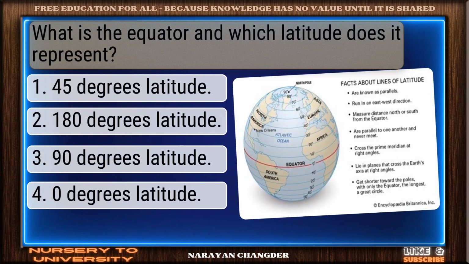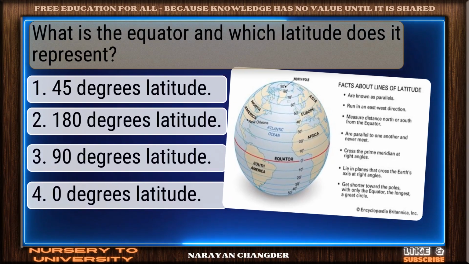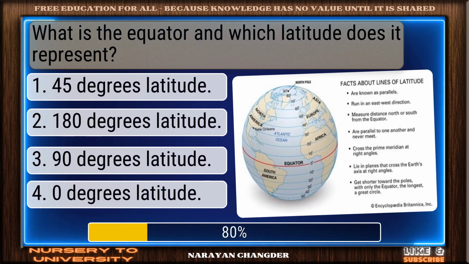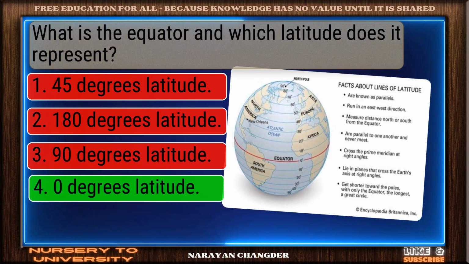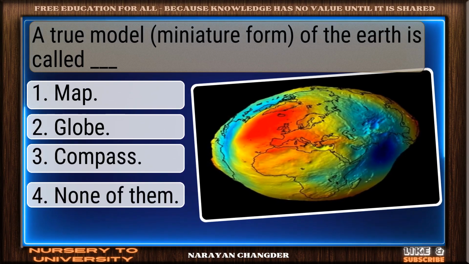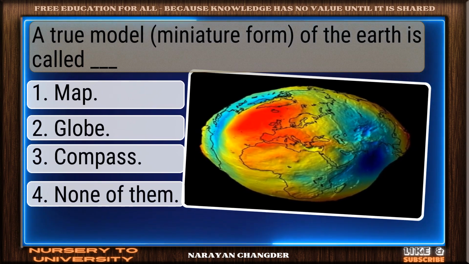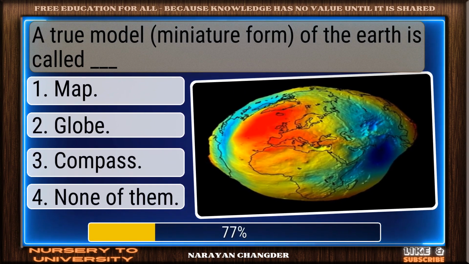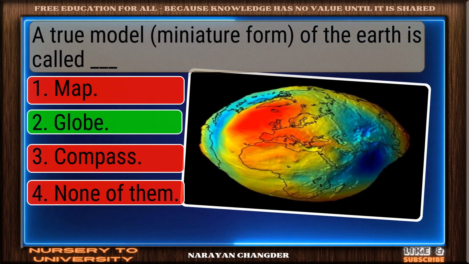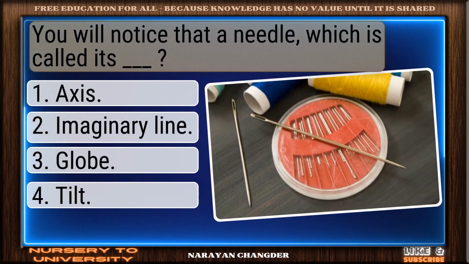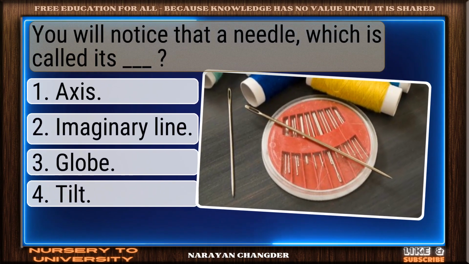What is the equator and which latitude does it represent? Valid point. 0 degrees latitude is true. A true model of the Earth is called dash. Exactly. Globe makes sense and it is the right choice. You will notice that a needle, which is called its dash.